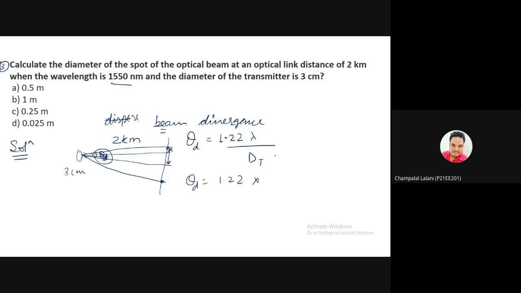1.22 into lambda, which is 1550 nanometer. 1550 nanometer means 10⁻⁹, by dt, where dt is 3 cm, 3 × 10⁻². You put the value. So I will get 6.30 into 10 to the power of minus 5. Okay, 63 microradians. I have the final answer.